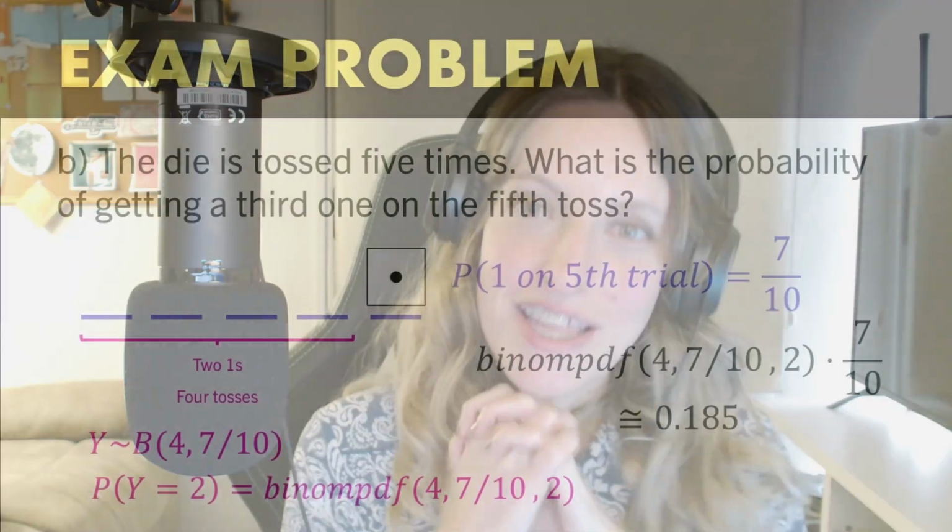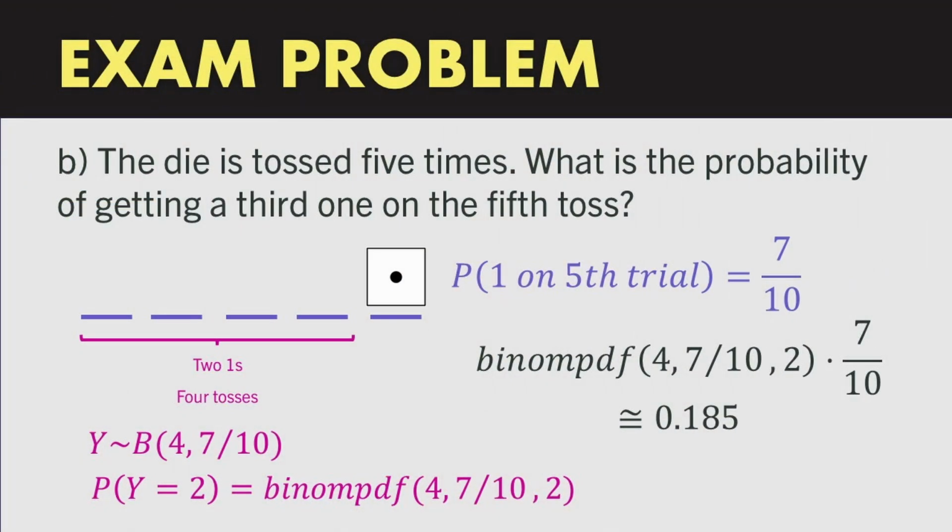So if we put everything together, what we get is the probability, which I can calculate either with the formula or with the binomial PDF function, of getting 2 ones in 4 trials, times 7 over 10, which is the probability of getting a 1 on the 5th trial. If you calculate all of this, what you are going to get is 0.18522. That you can also round.